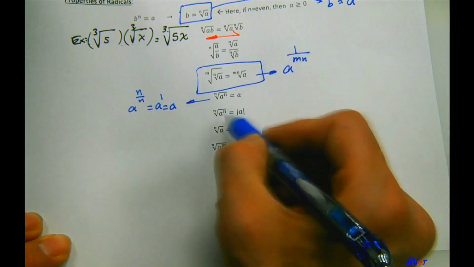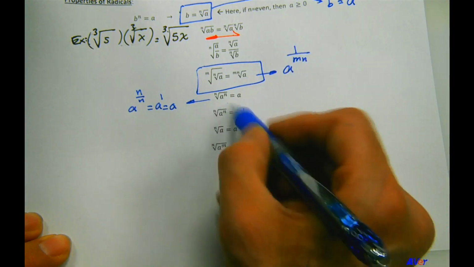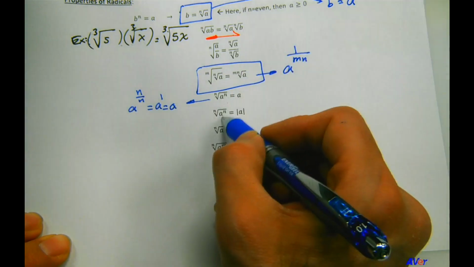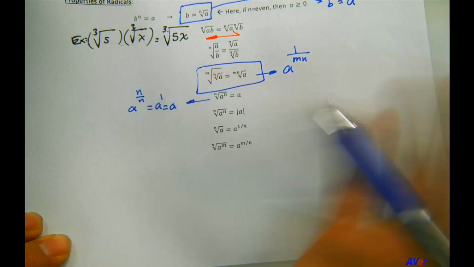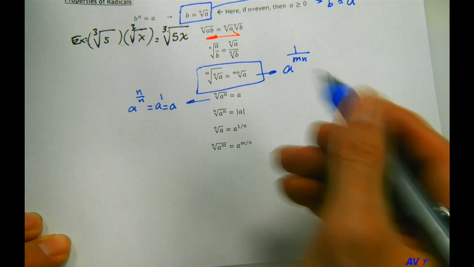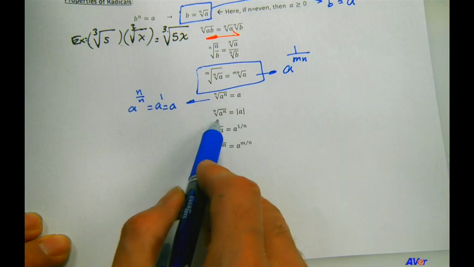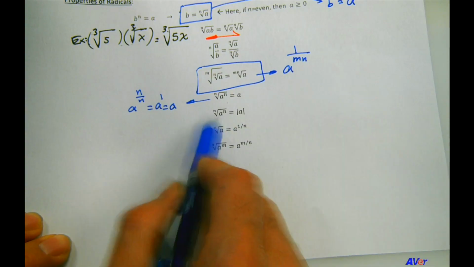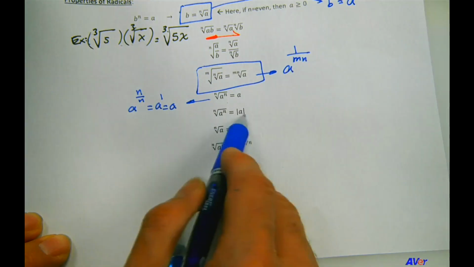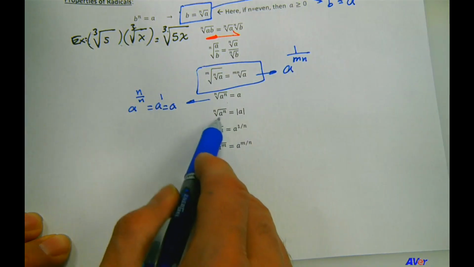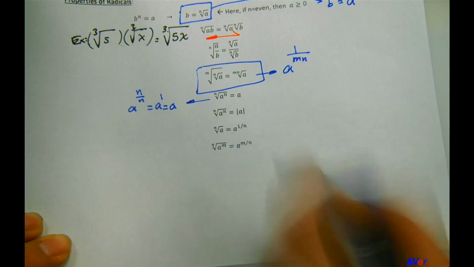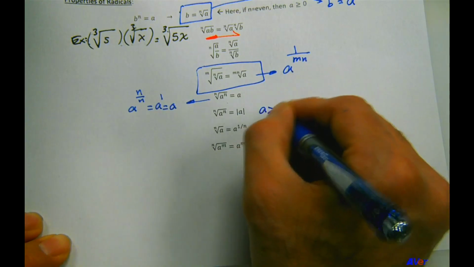Then the absolute value of a is equal to the nth root of a to the n power. And that's true for any, let's see, so the n, I should have mentioned here, a should be positive. So a is greater than or equal to 0.